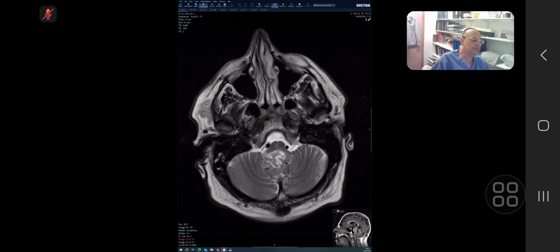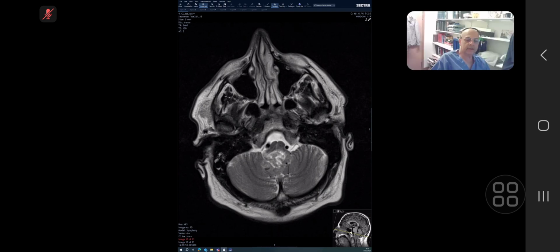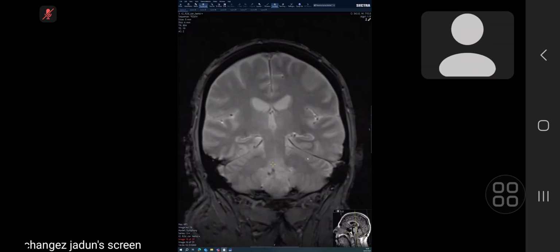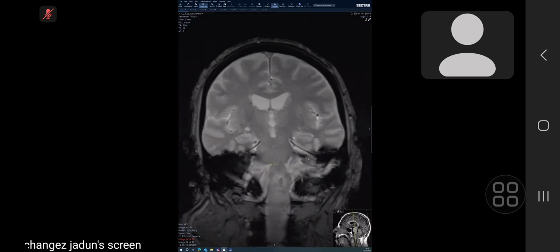What sequences would you want to see? I'd like to see diffusion if it's there, and SWI also. You would want to see an SWI. I have got a gradient echo sequence. Okay, sir. Okay, here I can.